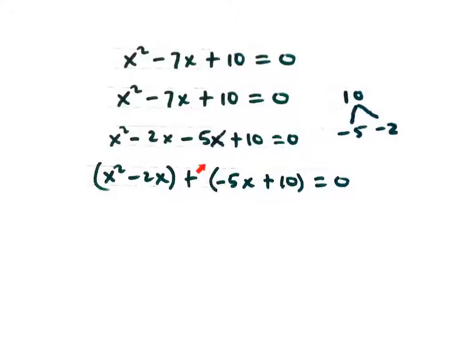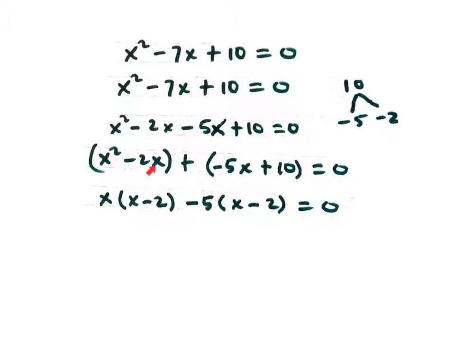So be careful whenever there's a negative number in front of the coefficient of the third term here. Be careful to use a plus and then group everything inside, including the negative. Group everything together. So now we have grouped them. The next thing is to pull out common factors. Here, x is common. We're going to pull it out. Here, -5 is common. We're going to pull it out.